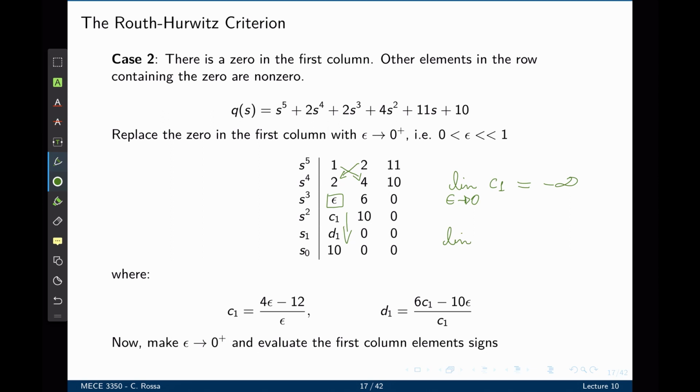Now let's take the limit when epsilon tends to 0 of D1. We know that C1 tends to negative infinity when epsilon tends to 0. This here tends to 0. So the result here is a positive infinite number. Negative infinity divided by negative infinity. And now we can evaluate the sign changes. When epsilon tends to 0, we'll see one sign change here from a small positive number to negative, and a negative to a positive number from C1 to D1. So this system will have two unstable roots as well.